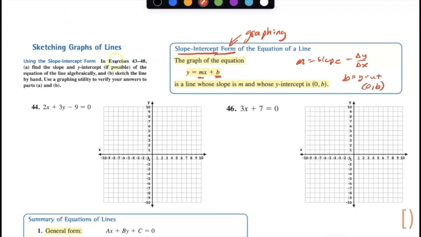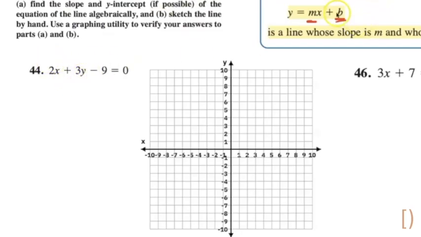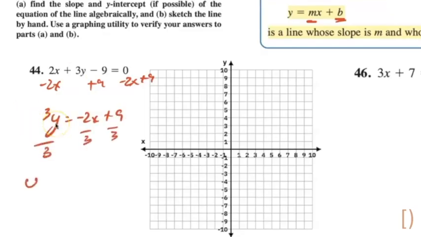Let's do a couple real quick. This one, if you notice, it's not in slope-intercept form. But we got to make it look like slope-intercept form. We got to get y by itself. So let's subtract 2x, add 9, and get 3y equals negative 2x plus 9. And we want to get y by itself. We're going to divide by 3, divide everything by 3. And I get y equals negative 2x over 3 plus 3. Now it's in slope-intercept form.